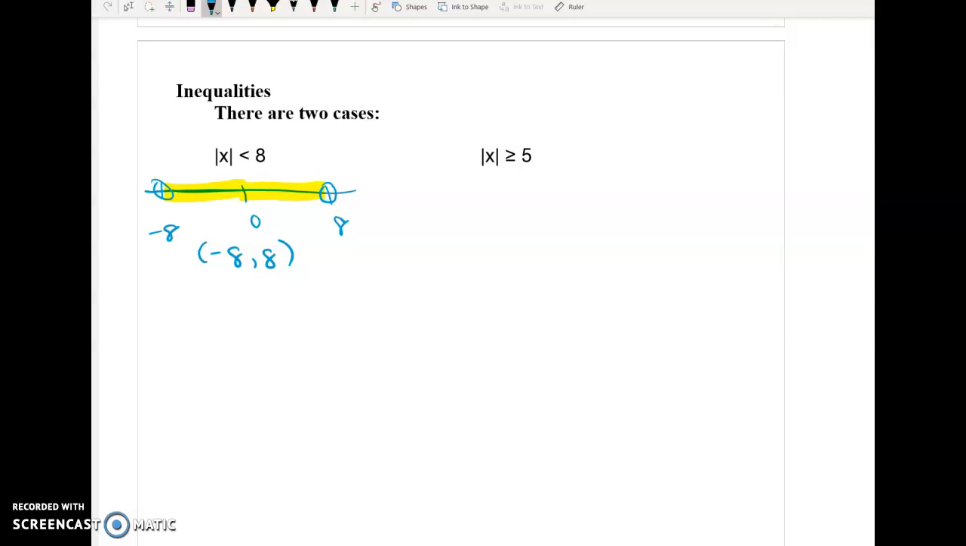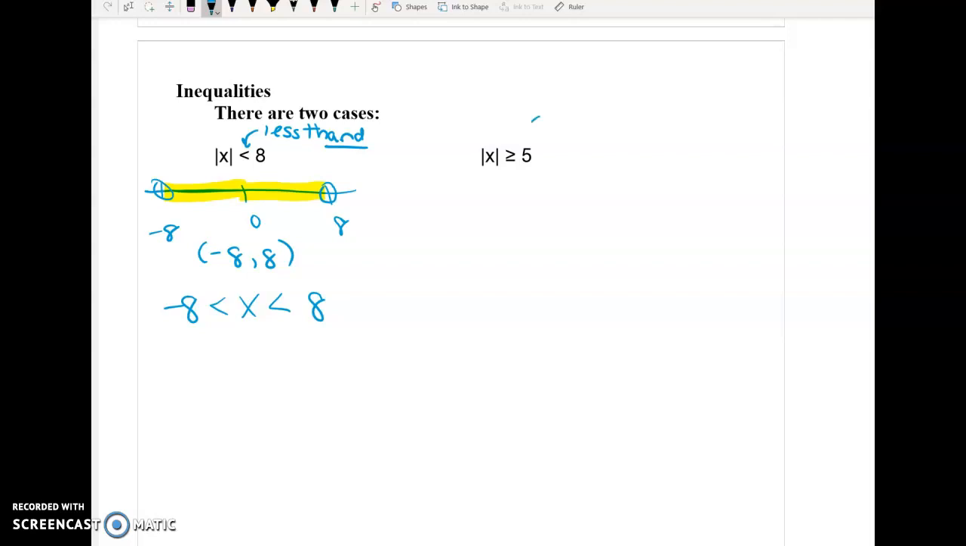When solving these, this is a compound statement, and we are talking about the intersection of when x is less than 8 and greater than negative 8. When I see less than, I think and. So when you have absolute value isolated, what you do is set that between the number here and its opposite. That is a triple inequality, like we were solving for in the last section.